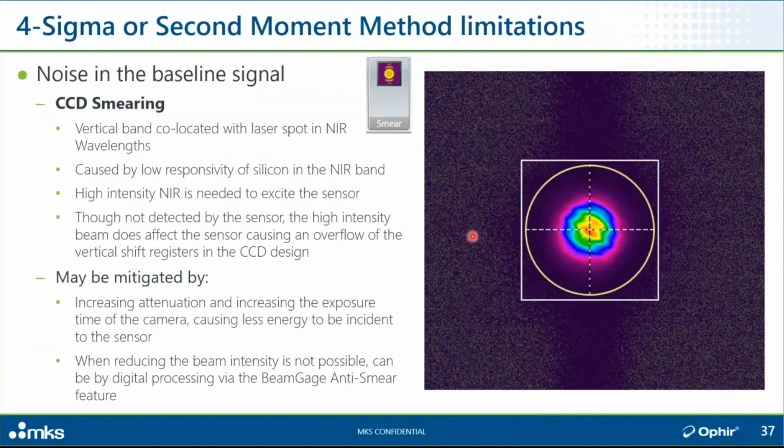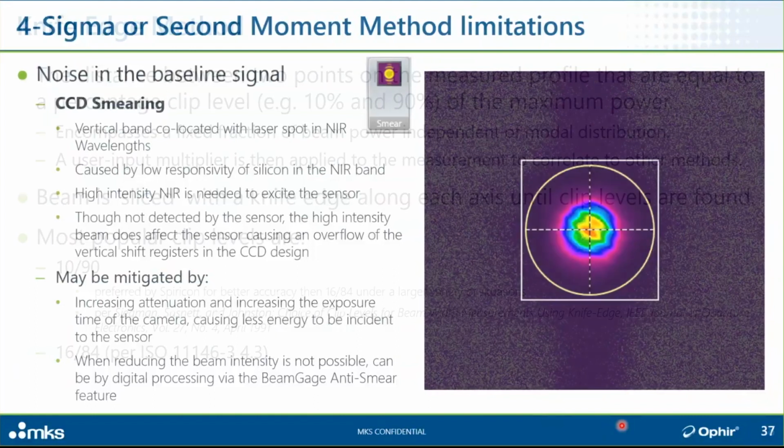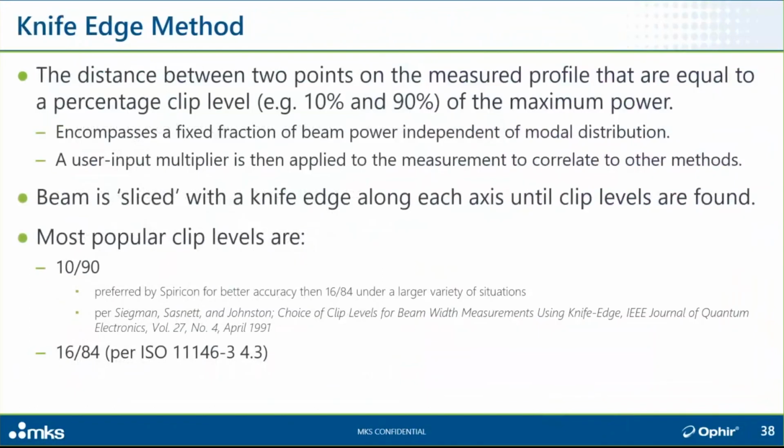In cases where that is not able to be done, BeamGage does have an anti-smear feature, which will characterize the smear near the top and bottom of the frame and then subtract that from your beam. But if you can avoid it from being a problem in the first place by reducing the laser power, that's definitely preferred. Next up, we have the knife edge beam width method.